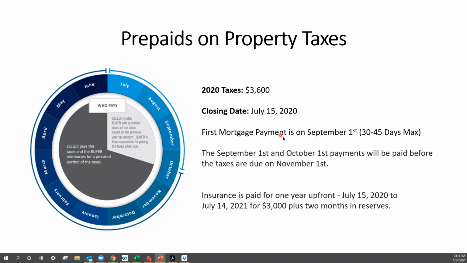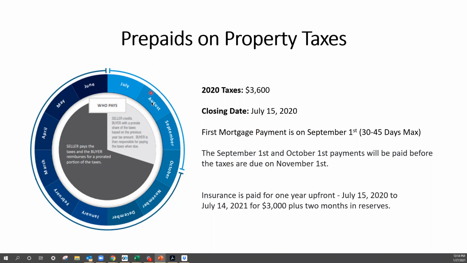The first mortgage payment is on September 1st because typically when you close the loan on July 15, the bank is probably going to give you anywhere between 30 to 45 days where you're going to have no monthly payment. And then the buyer's first monthly payment is going to be September 1st. Now it says here, the September 1st and October 1st payments will be paid before the taxes are due on November 1st. So if you're closing your deal July 15, we're right here in the middle of the month.